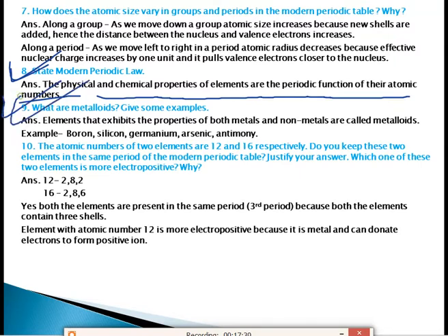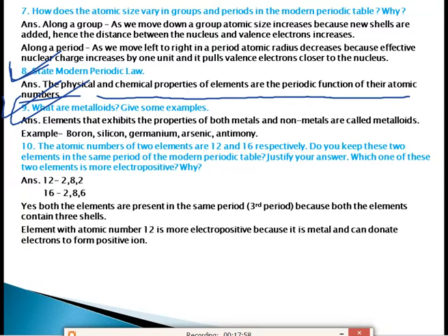Now what are metalloids? Give some examples. You have seen that in the periodic table one zigzag line is there which separates the metals from the non-metals. If you look at the periodic table, you can see that zigzag line, and the elements on it are called metalloids. Metalloids are those elements which have some properties of metals and some properties of non-metals. Means they will behave like metals also and like non-metals also.